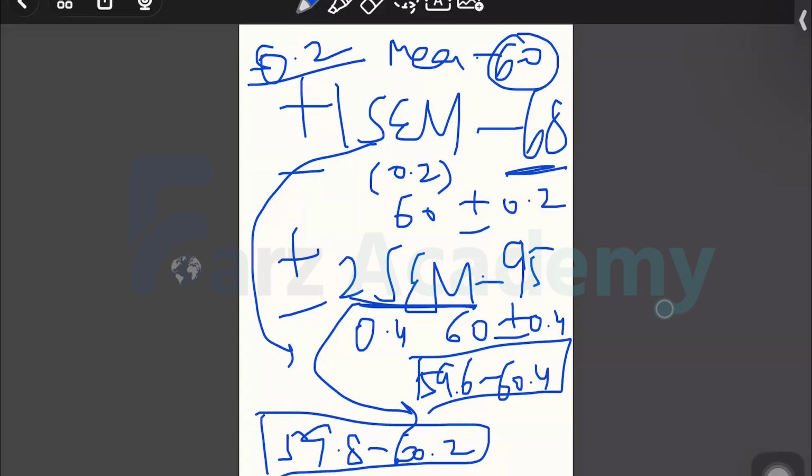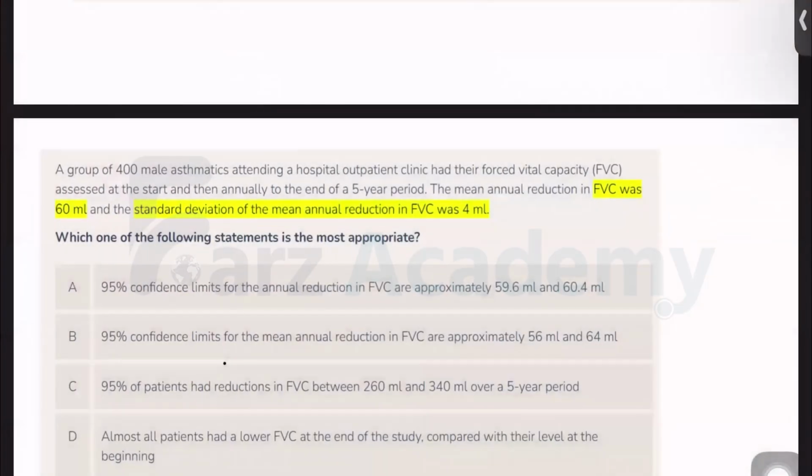Okay. If you want, you can take the screenshot of this slide and then go to the options so that now you'll be able to tell me what is the answer. Come on.